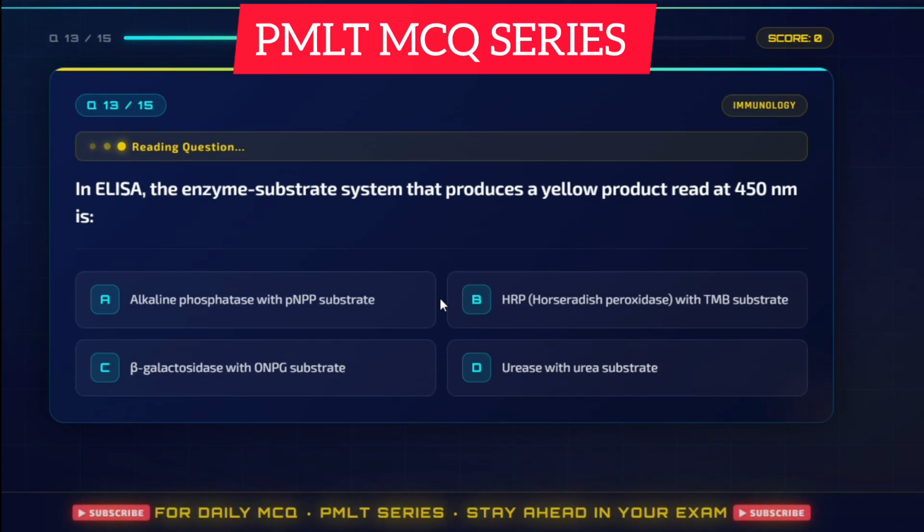In ELISA, the enzyme substrate system that produces a yellow product read at 450 nanometers is A. Alkaline phosphatase with PNPP substrate, B. HRP, horseradish peroxidase, with TMB substrate, C. Beta-galactosidase with ONPG substrate, D. Urease with urea substrate.